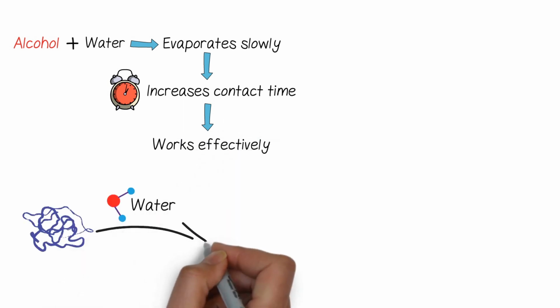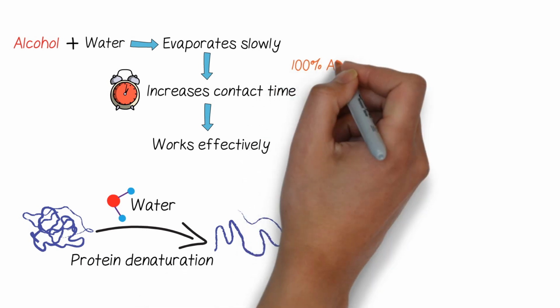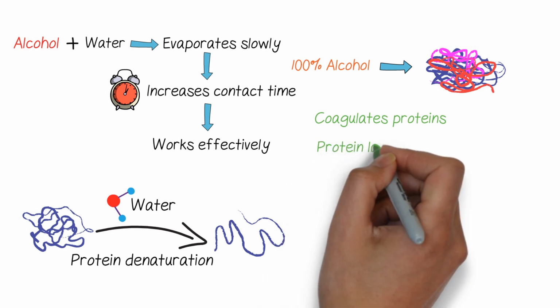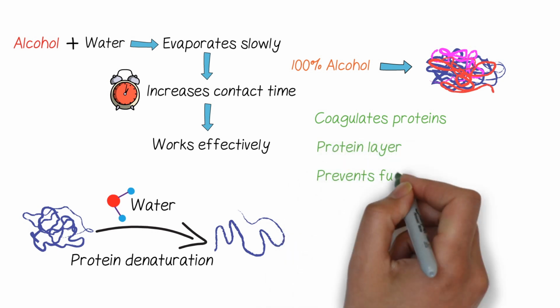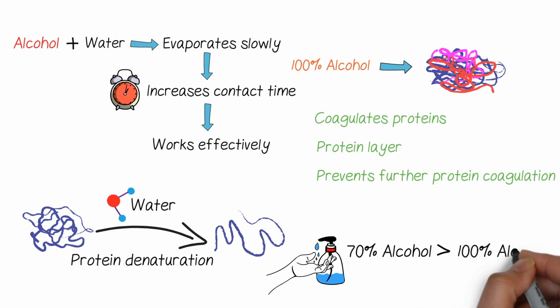Water acts as a catalyst and plays an important role in denaturing the proteins. The 100% alcohol coagulates the proteins rapidly and forms a protein layer. This will prevent coagulation of other protein molecules. This is the reason why 70% alcohol is found to be more effective than 100%.